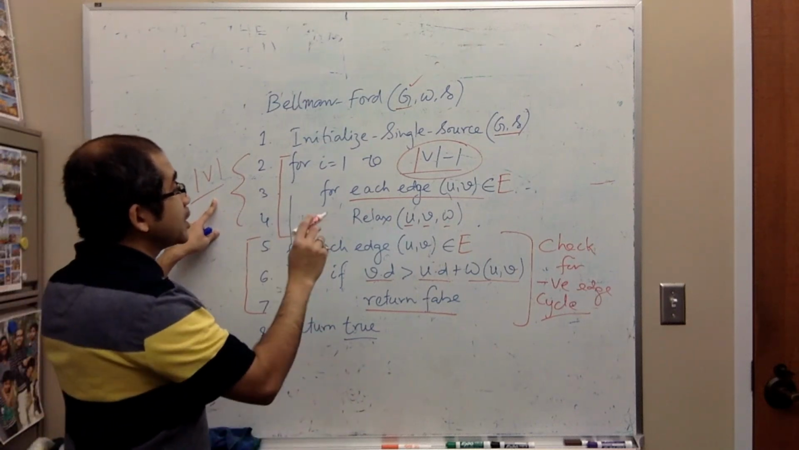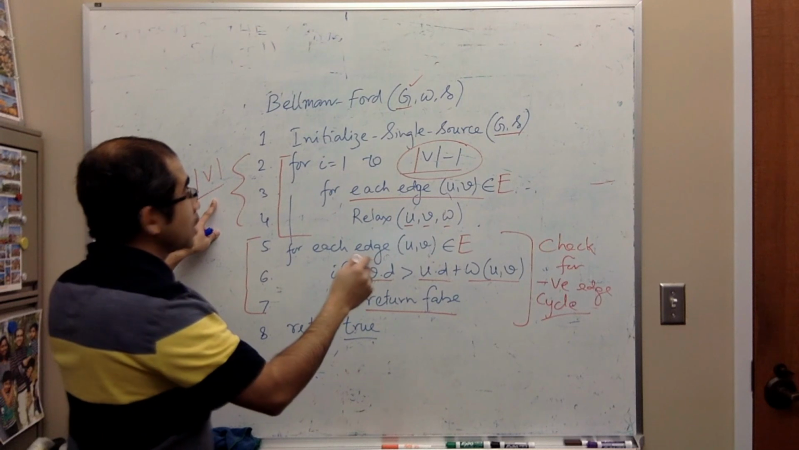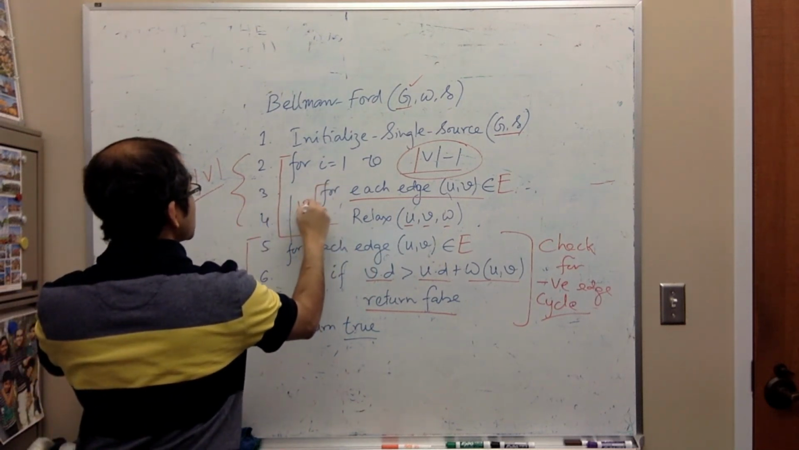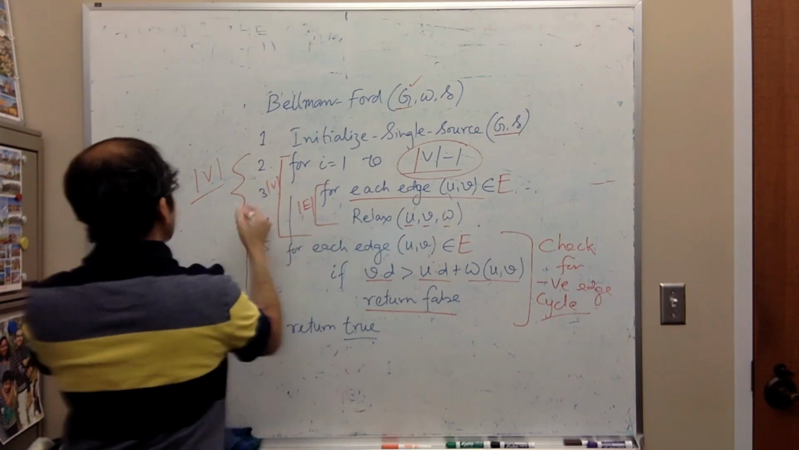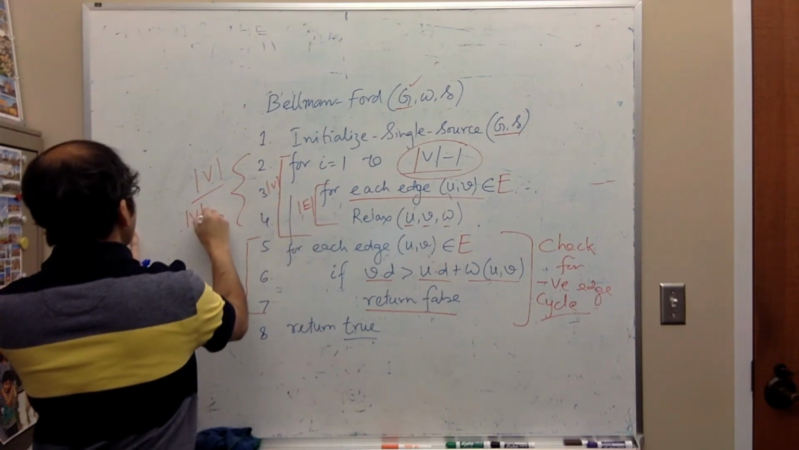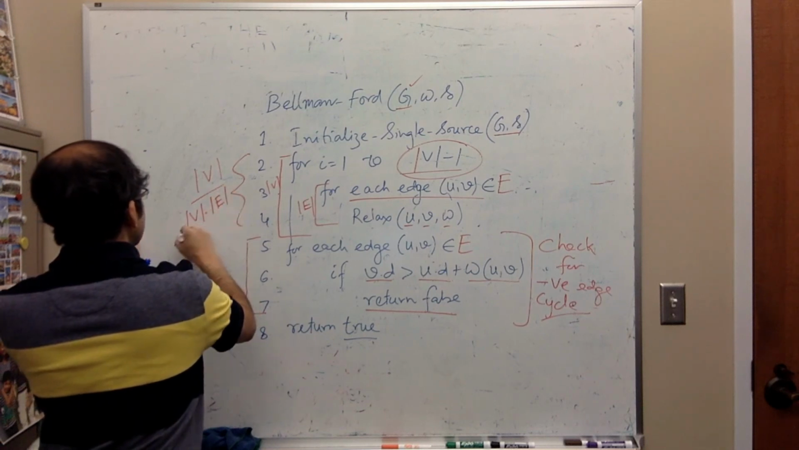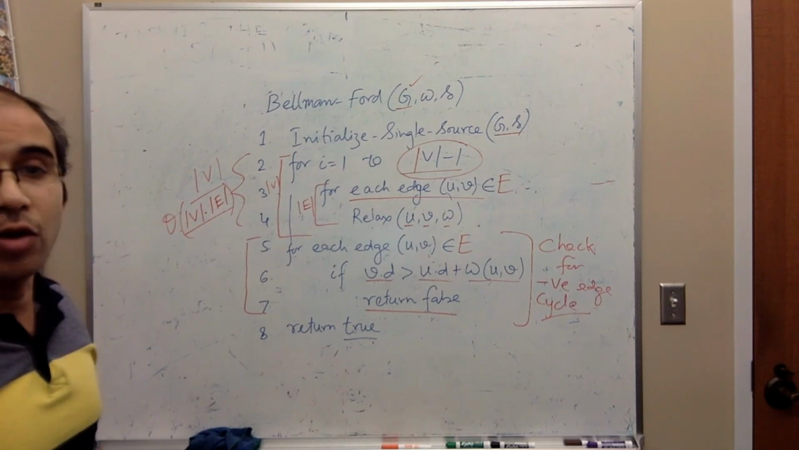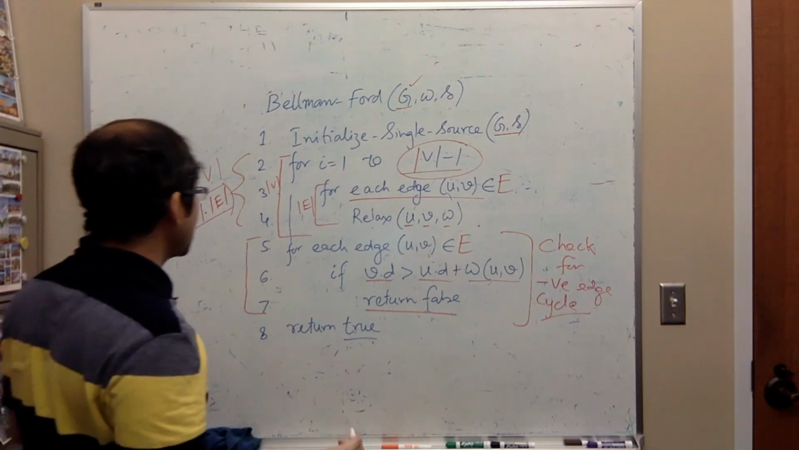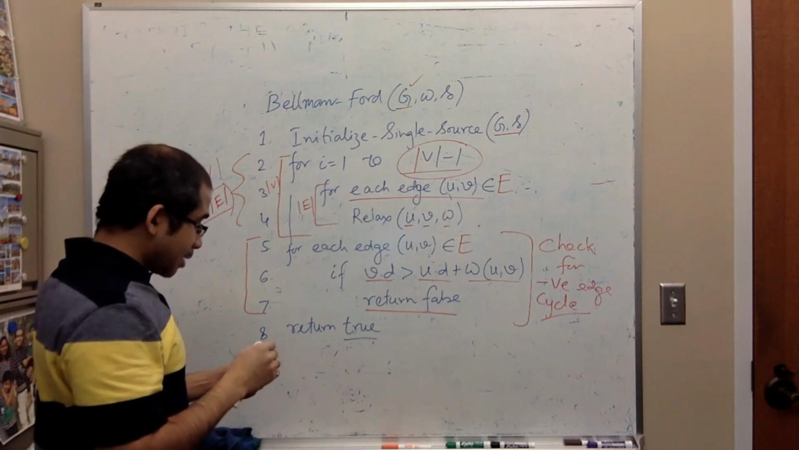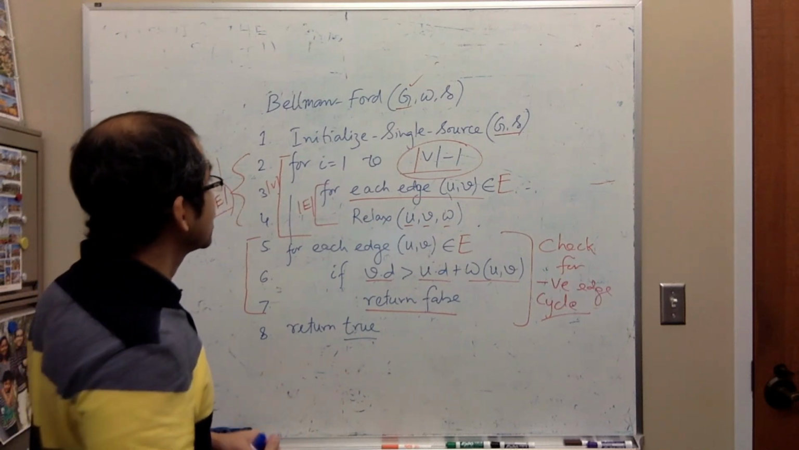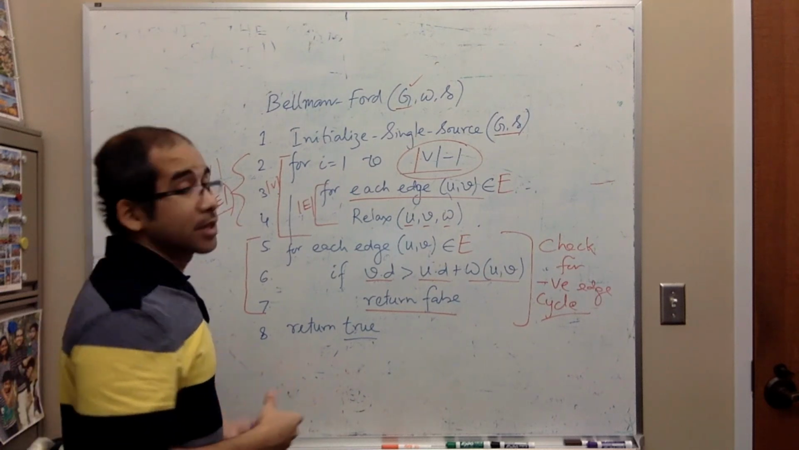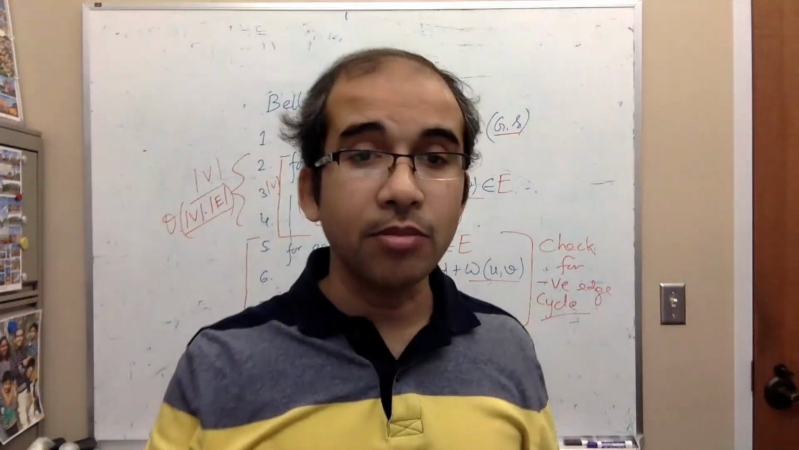And within that, for each edge, so this for loop is for |E| times, and the outer one is for |V| times. So the complexity of the Bellman-Ford algorithm is theta of |V| times |E|. I hope you are understanding this. This is very simple. So this is the basic idea of the Bellman-Ford algorithm and the pseudocode. Okay, now we'll go for some example.